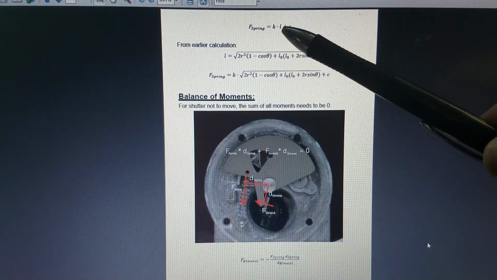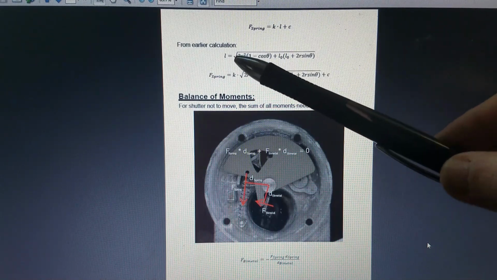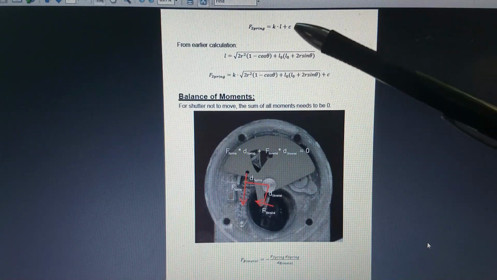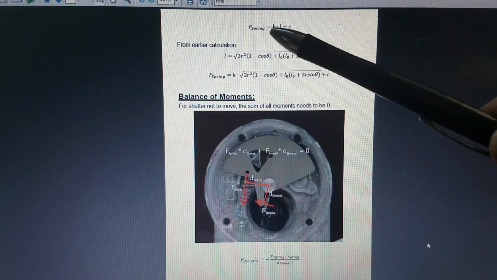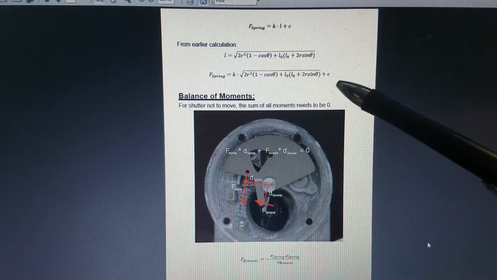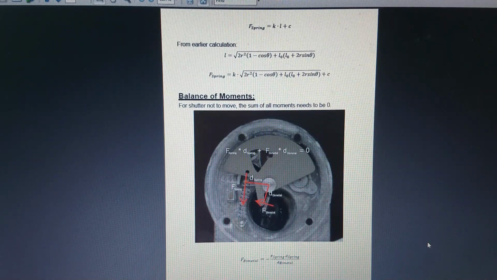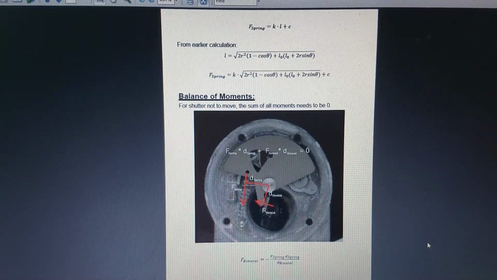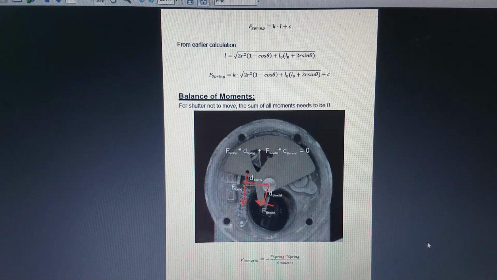And we had calculated the length earlier on as this. So if I substitute this for L, this is the force that my spring exerts independent of the angle theta. What we also need to do is do a balance of moments.